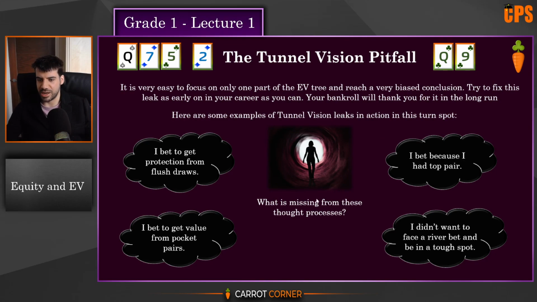And finally, I didn't want to face a river bet and be in a tough spot. This is basically a very natural human tendency to want to avoid future emotions that we don't like. For example, if a situation is very likely to make me angry, there's an instinct to remove myself from that situation before I become full of rage.